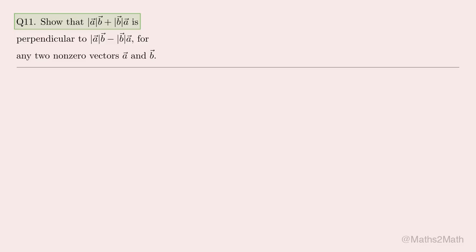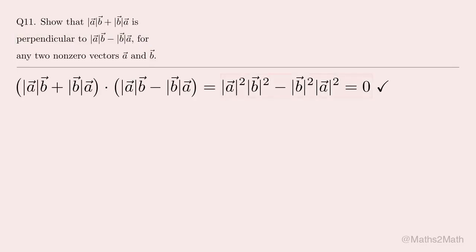Question 11. Another difference of squares in disguise. The mixed terms cancel by commutativity. The dot expands to a squared b squared minus b squared a squared. 0, hence perpendicular.